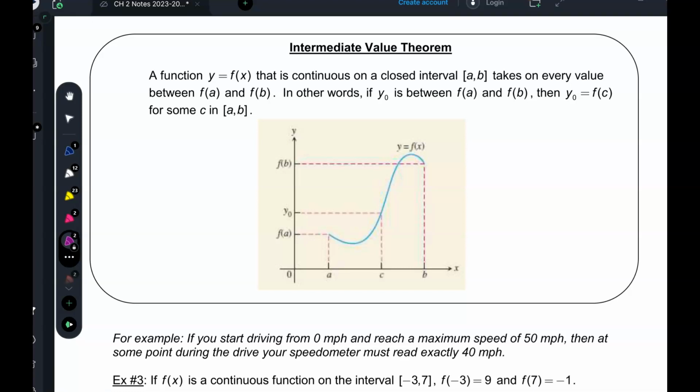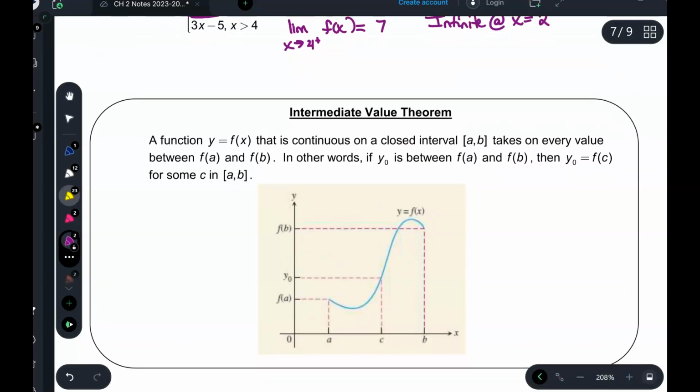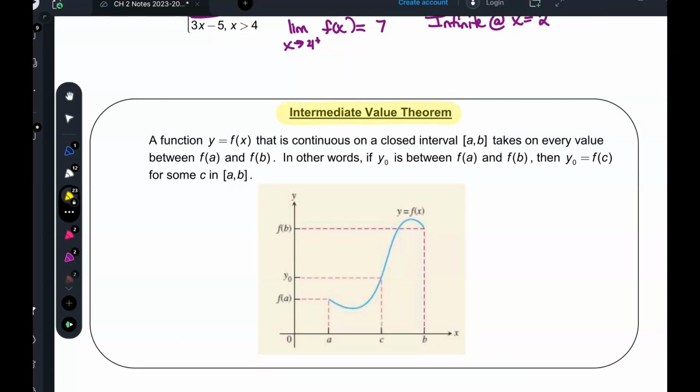Okay, intermediate value theorem. Does that sound familiar at all? No? Okay. It's actually a pretty easy concept, even though the actual theorem looks weird. There's a lot of words in here. This is really, really important. There are 4 main theorems in calculus, and intermediate value theorem is one of them.